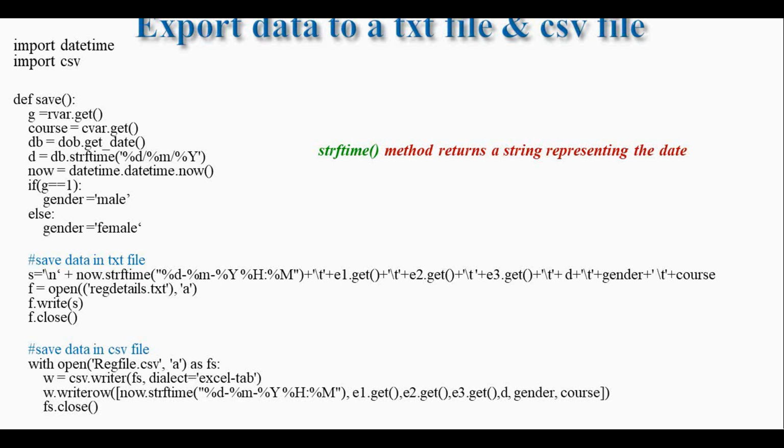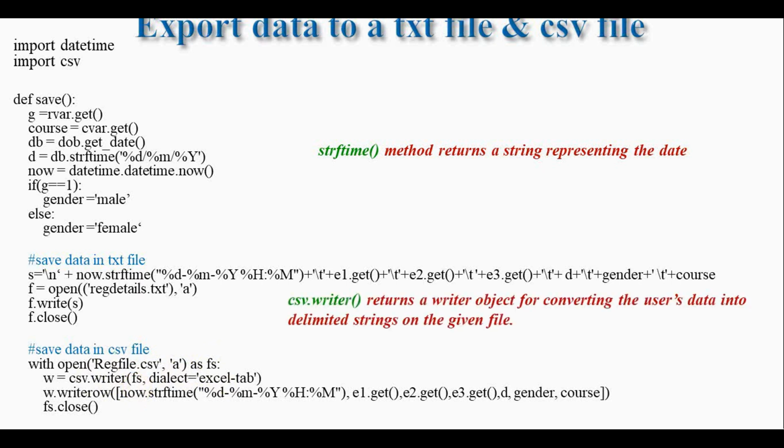Okay, so you can open this with register file.csv. If it is already present, it will be updated, otherwise it will be created in append mode as fs. We are opening this file as fs, and then we are using the method csv.writer. The csv.writer method will return a writer object that is useful for converting the user's data into delimited strings in the given file. It takes two arguments, fs and then an optional dialect equal to excel tab.